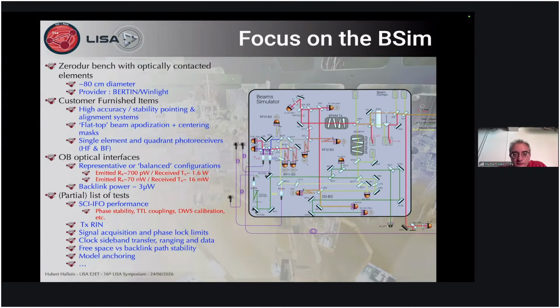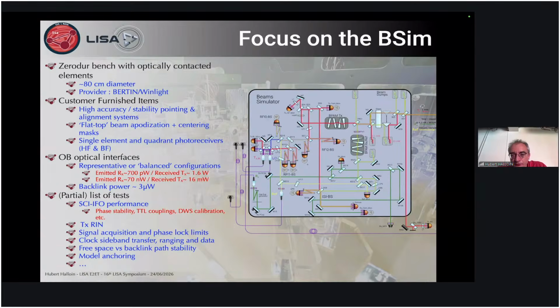We also have to quantify and check the signal acquisition and the limits of the phase locking system. We also want to check functionally and also the performance of the clock sideband transfer, the ranging and data transfer. And this bench will also provide some ways to verify the path length stability, and more specifically to check the path length stability through the backlink or through the air, that is, the free space versus backlink path length stability.